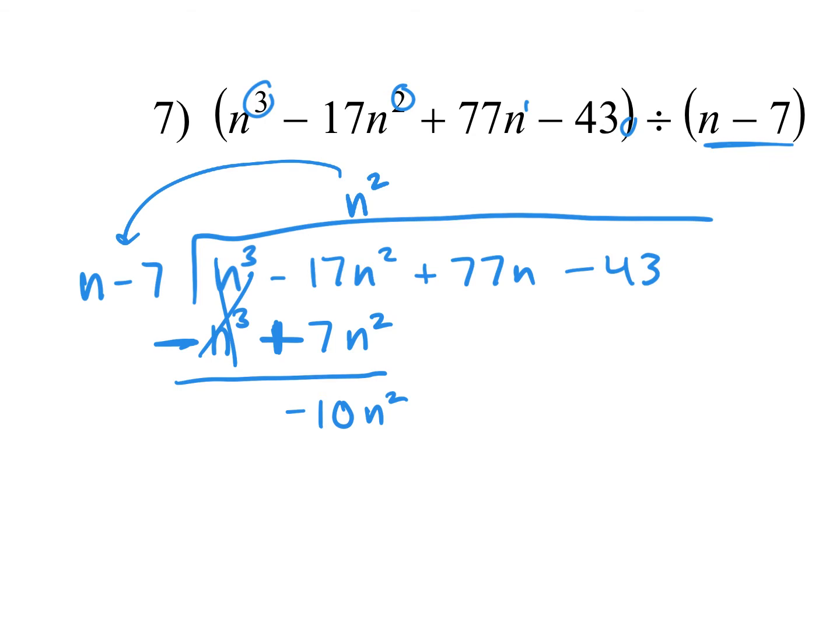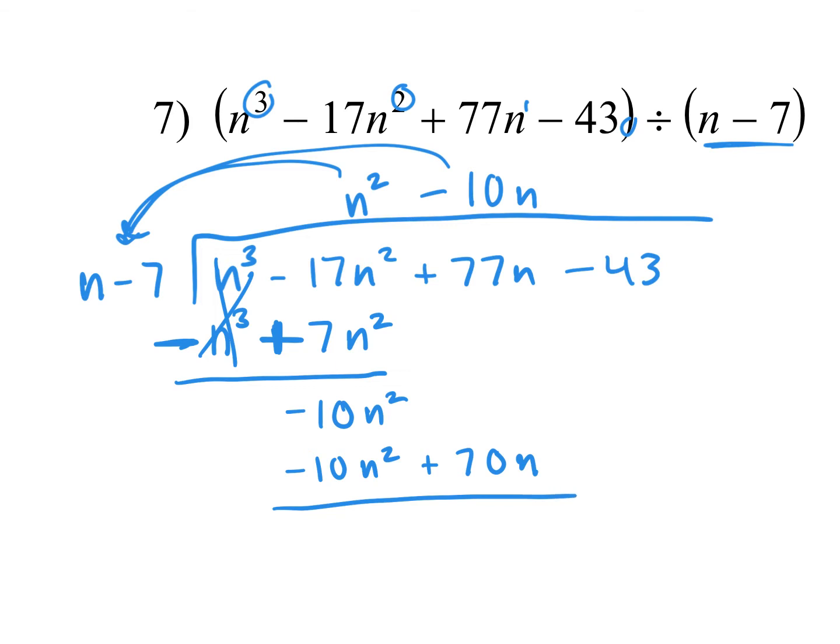What do I do next? Divide. So what do I get? Negative 10n. Perfect. And then multiply. So I get negative 10n squared. What's negative 10n times negative 7? Positive 70, because a negative times a negative is positive. But then what do I do next? Change the sign. So it becomes negative. So these cancel.